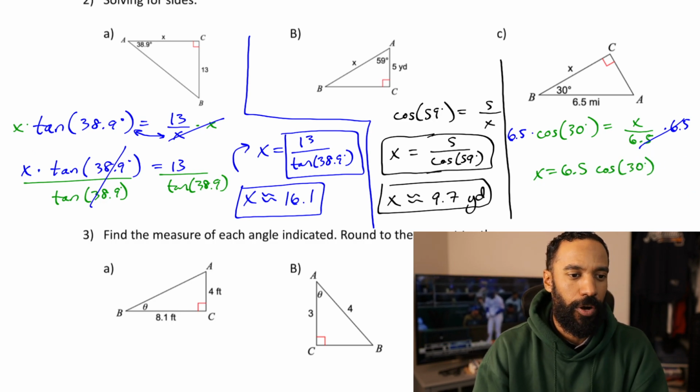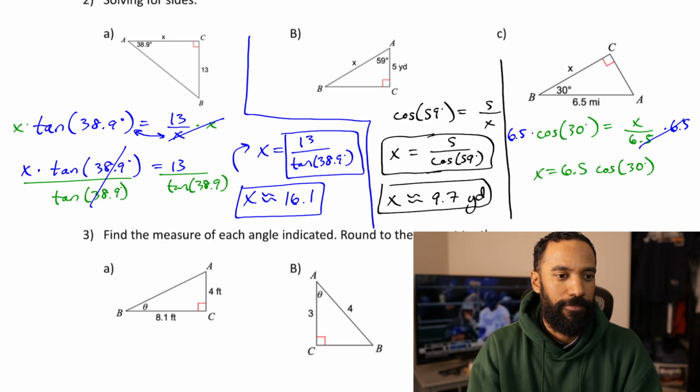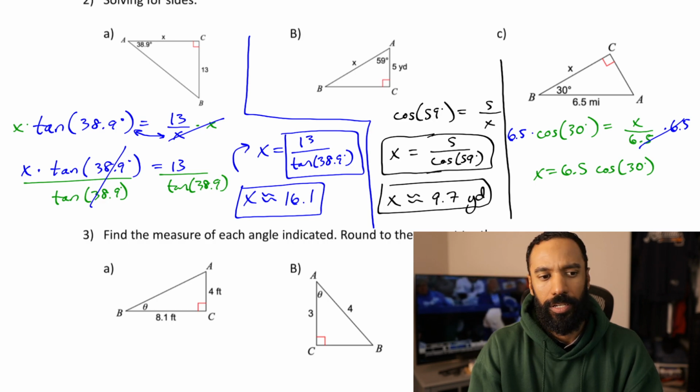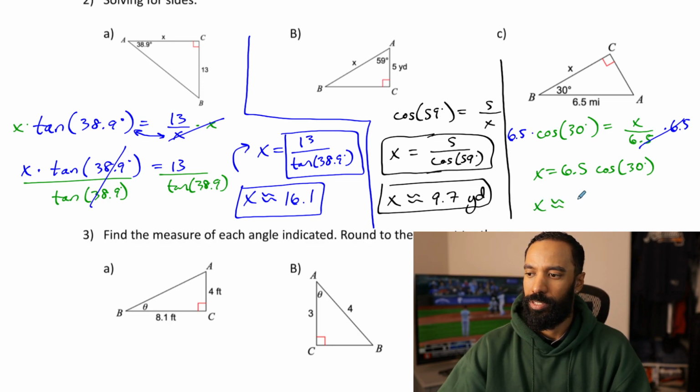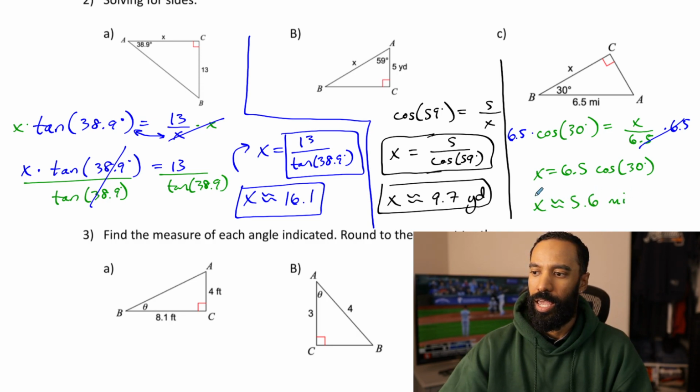And let's go ahead and figure out what the rounded figure is. Cosine of 30. 5.6 about, and this is miles. And I'm good to go there.